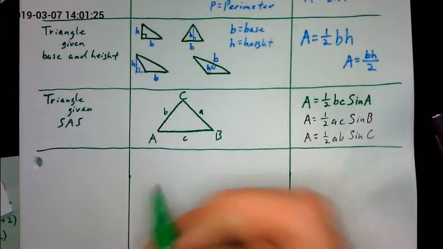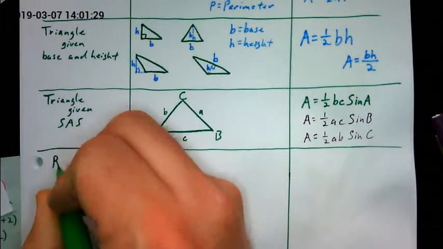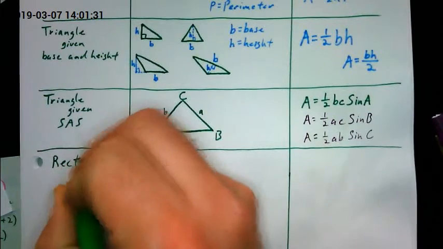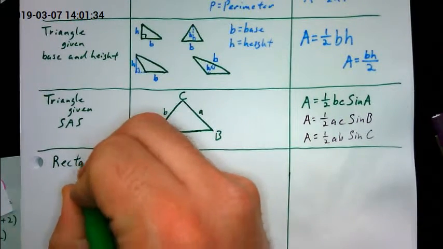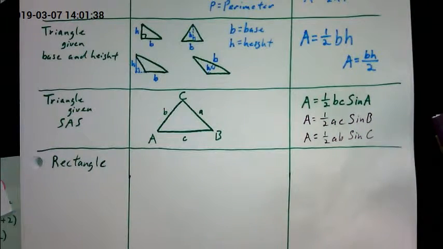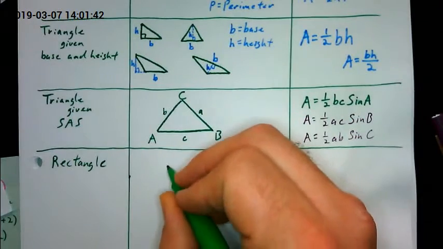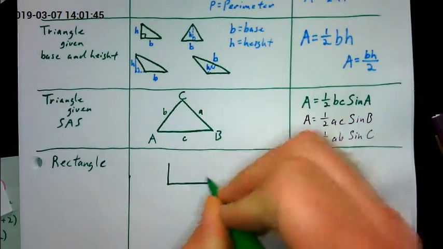All right, the next one that we need to talk about is a rectangle, which is probably the one that's most familiar to all you guys. Yep, that is it, what you just said, base times height. Again, in earlier years, you probably learned it as length times width. That's fine. It's the same thing as saying base times height.